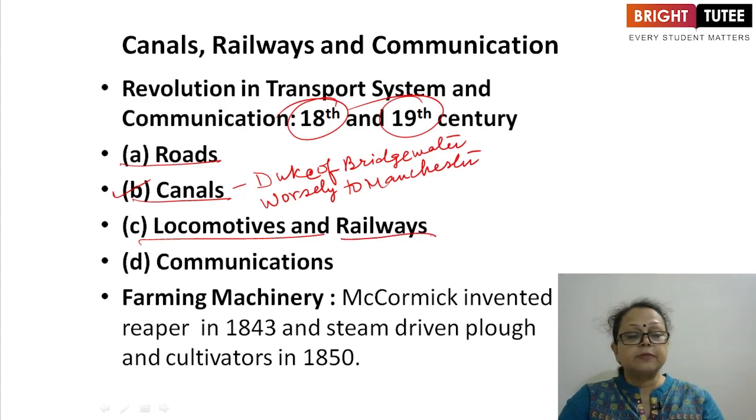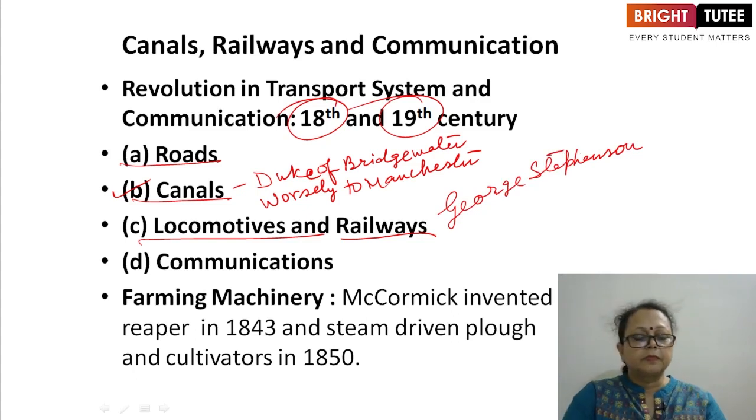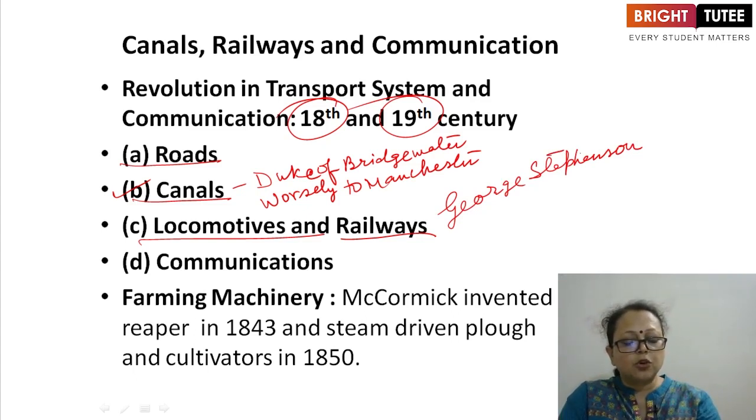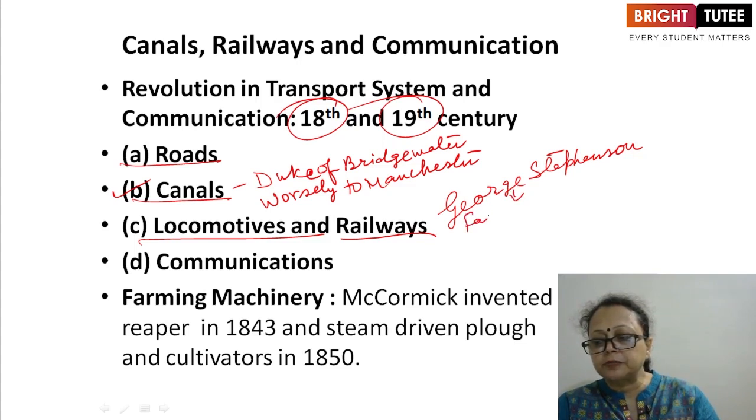Next is locomotives and railways. The most important invention of this period was the locomotive of George Stephenson. Who was he? He was George Stephenson, the inventor of the locomotive, who is generally called the father of the steam locomotive.